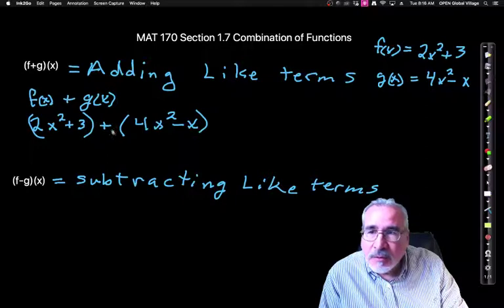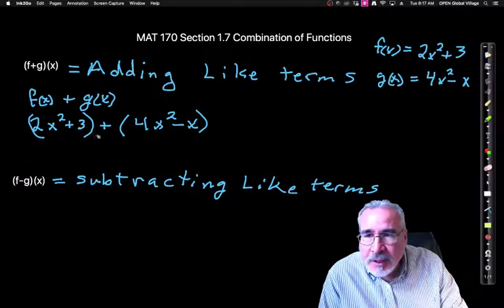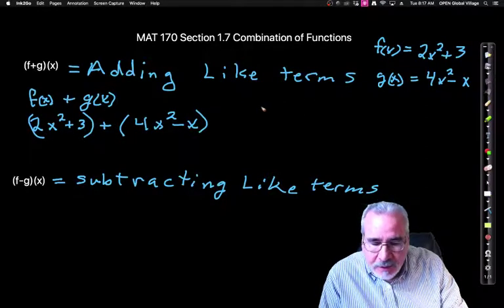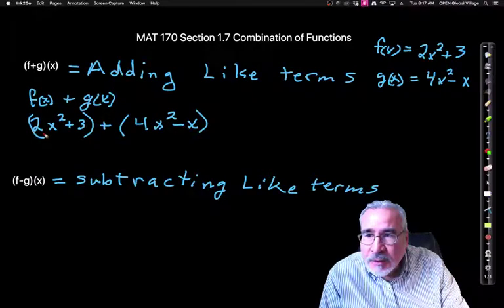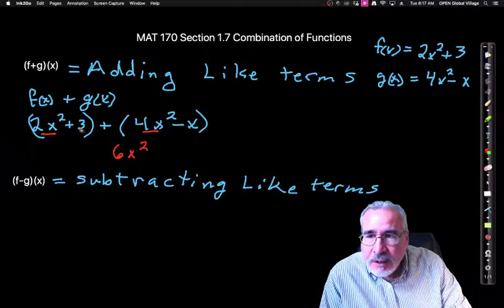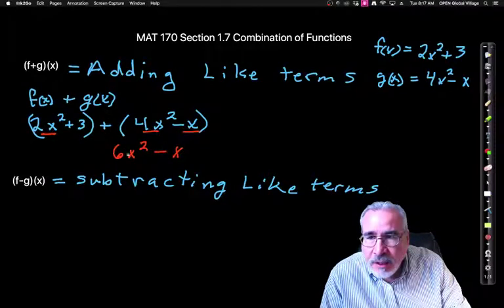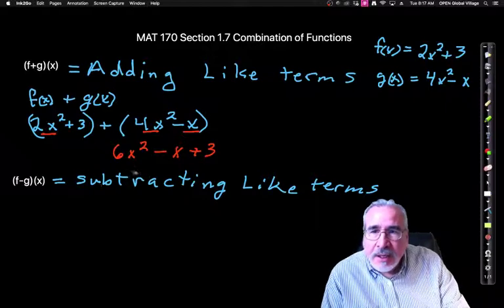So we can just remove the parentheses, just drop them down, add the like terms. And where are the like terms? Well, there's a 2x squared and a 4x squared. 2 plus 4 gives us 6x squared. There's only a term here with an x, so that stays by itself. It's going to be subtract x. The sign stays the same. And there's no other number, so the 3 just stays by itself. So that's adding like terms.